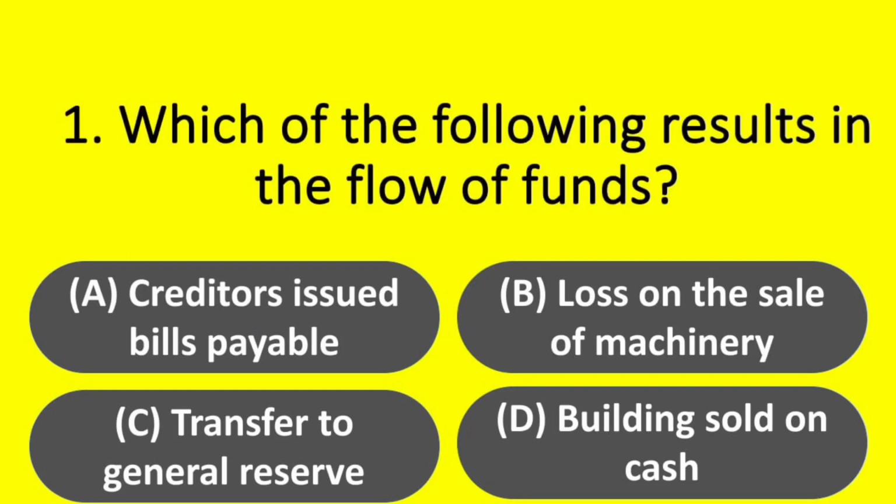Question: which of the following results in the flow of funds? Option A: creditors issued, bills payable. Option B: loss on the sale of machinery. Option C: transfer to general reserve. Option D: building sold on cash. Answer: option D: building sold on cash.